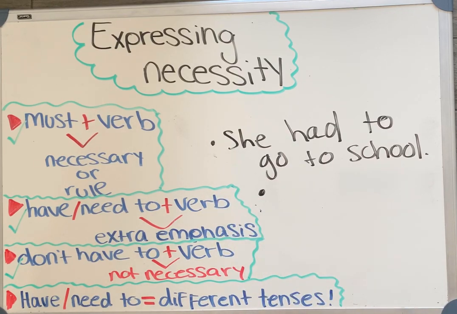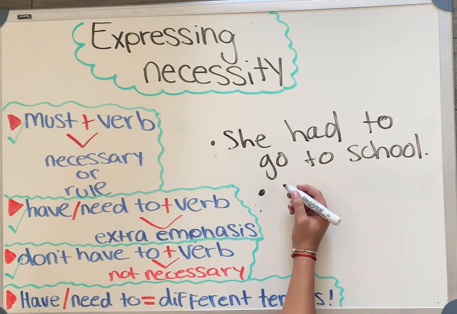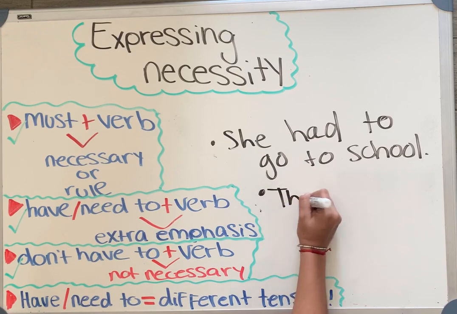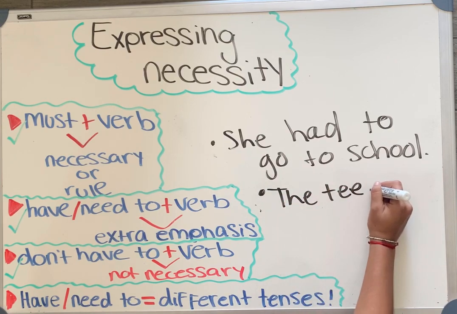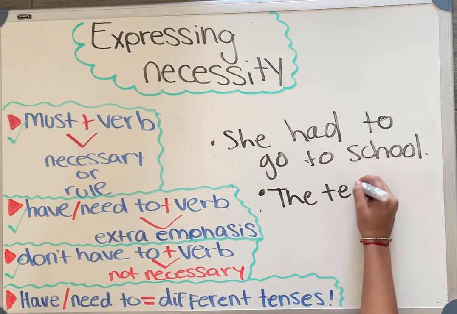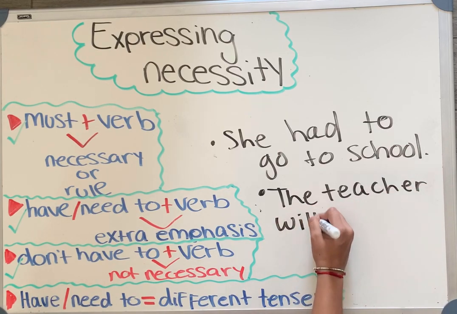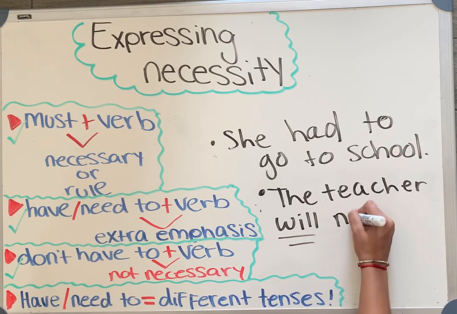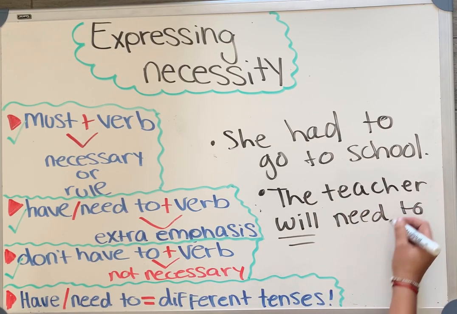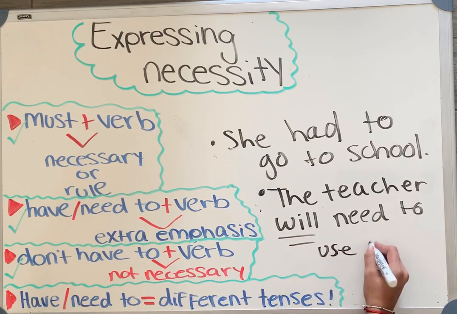Okay? I can also say for the future, para el futuro, I can say the teacher. Oh, that's not how you spell teacher. The teacher will, el will me marca el futuro. Need to, what can I say? Use examples.